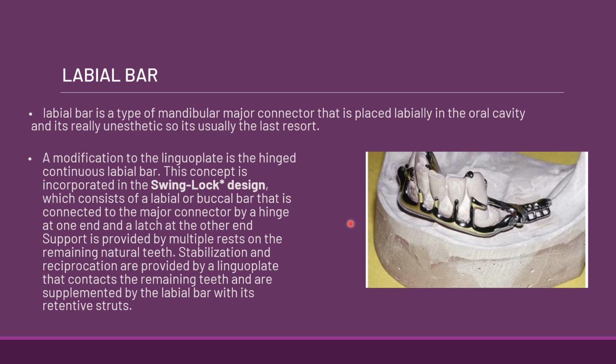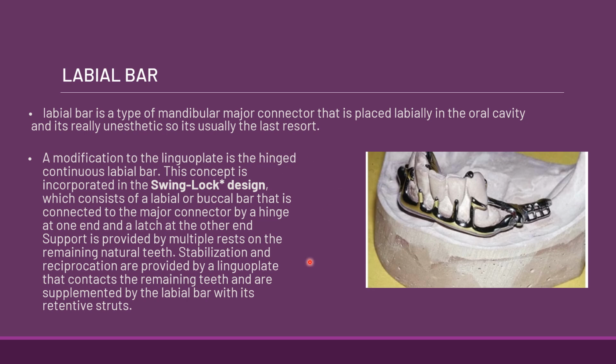A modification of the lingual plate is the hinged continuous labial bar. This concept is incorporated in the swing lock design, which consists of a labial bar or a buccal bar that is connected to the major connector by a hinge at one end and a latch at the other end. Support is provided by multiple rests on the remaining natural teeth. Stabilization and reciprocation are provided by a lingual plate that connects the remaining teeth and are supplemented by the labial bar with its retentive struts.